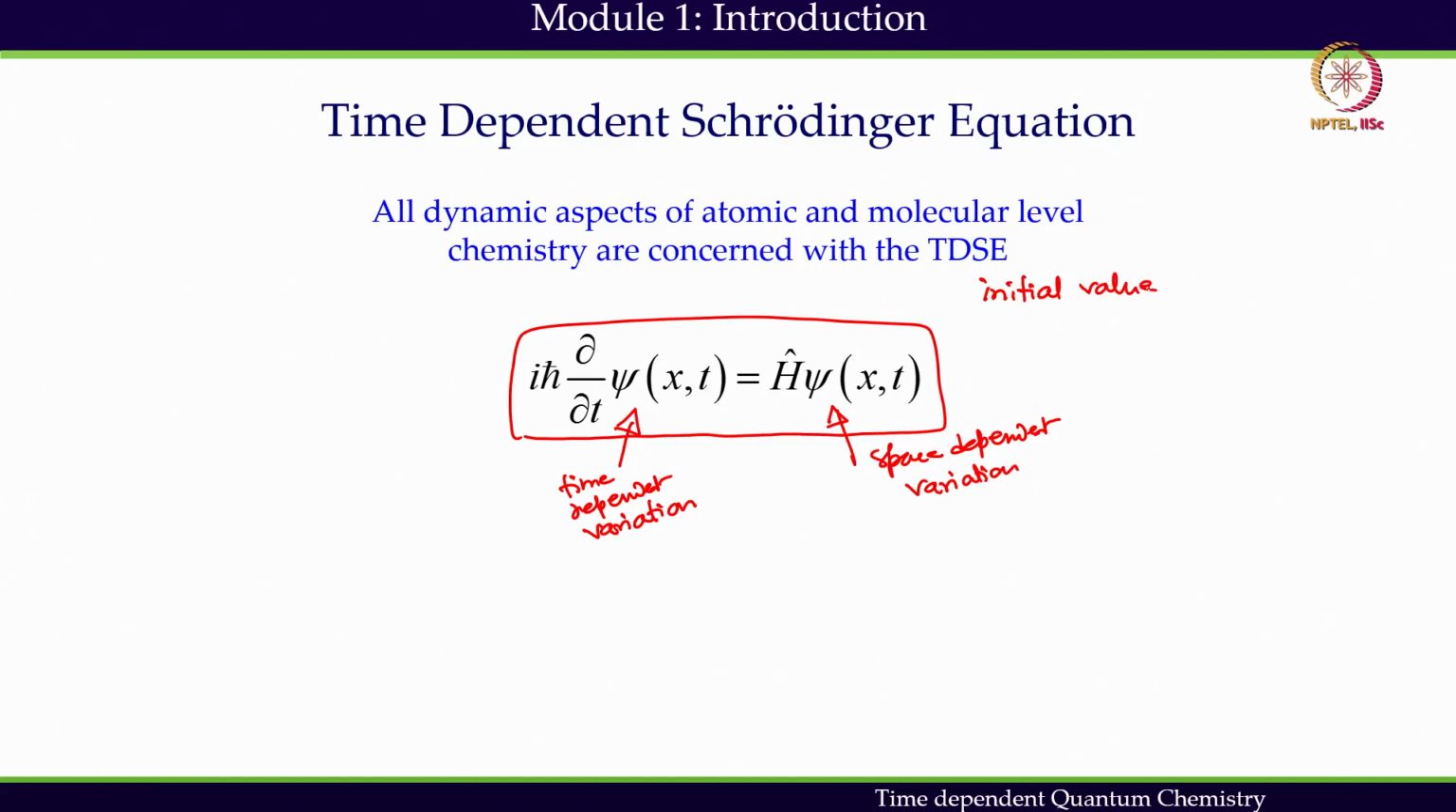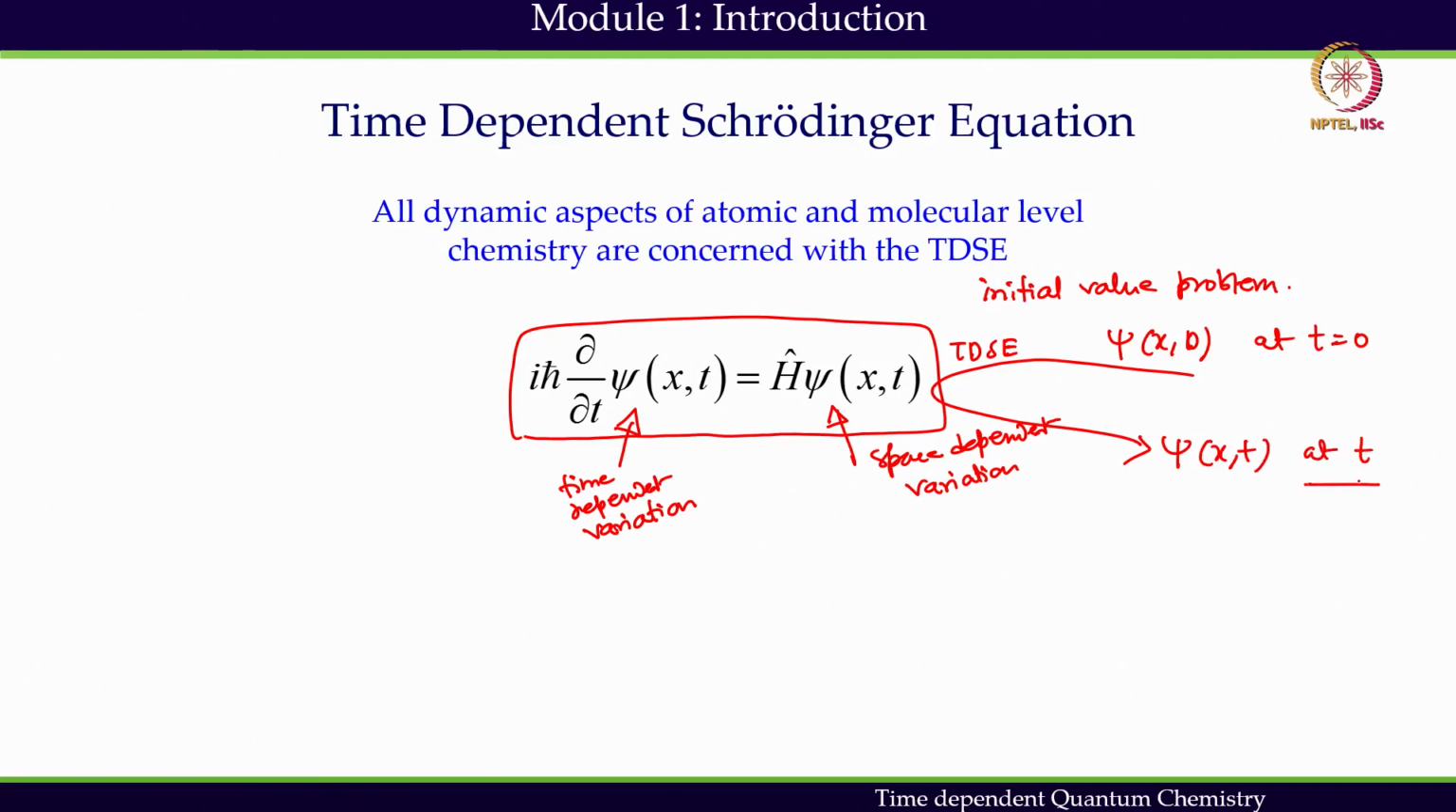Initial value problem. It means that if I know psi(x, 0) at t equals 0, if I know the initial wave function, then using this TDSE, I'll be able to find out what would be the wave function at time t. So the initial condition has to be given to figure out what is going to happen at a particular later time.